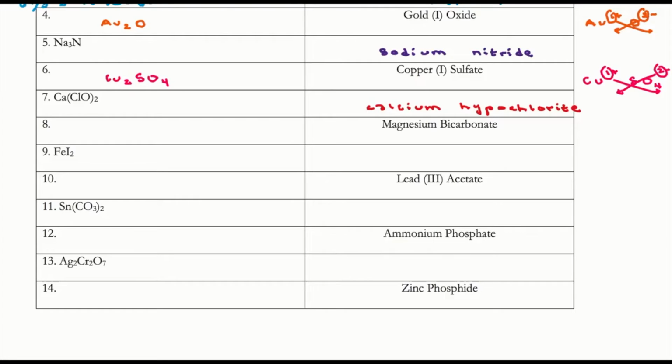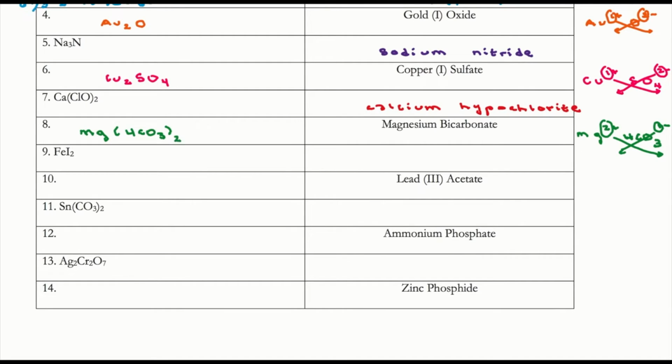Okay? Magnesium bicarbonate. So magnesium, I know, has a +2 charge. Bicarbonate is HCO3, also called hydrogen carbonate, and its charge is 1 minus. So when I cross my charges, this is going to become magnesium. And then I have 2 bicarbonate, so I need bicarbonate in parentheses. And then I'm going to put a subscript 2 there.